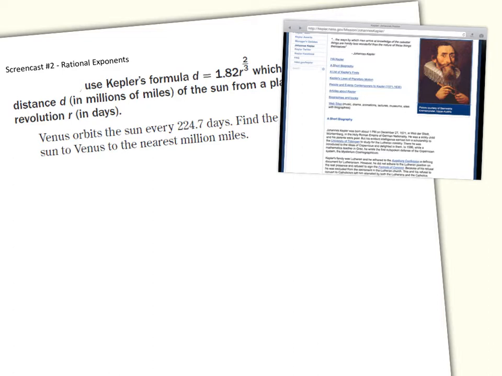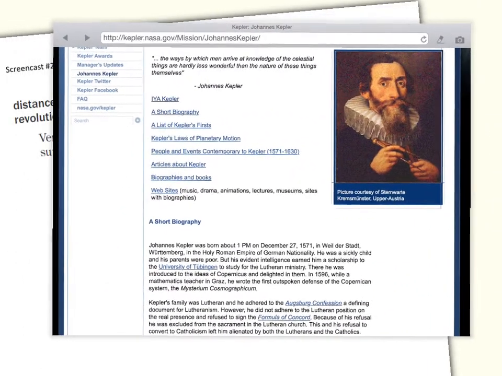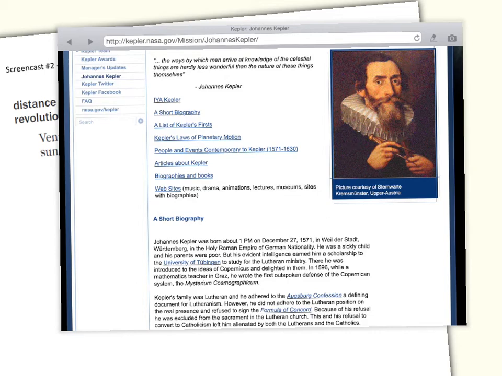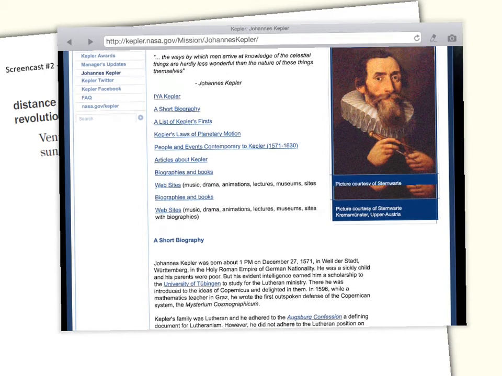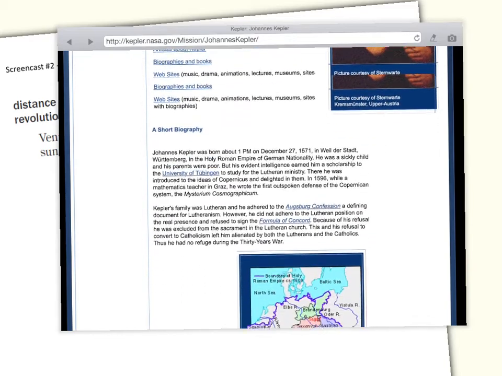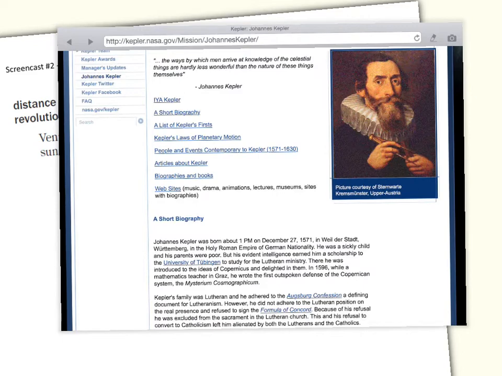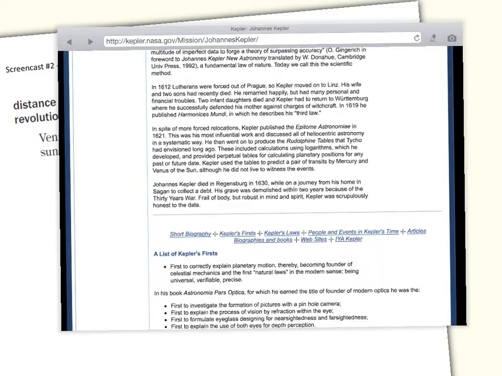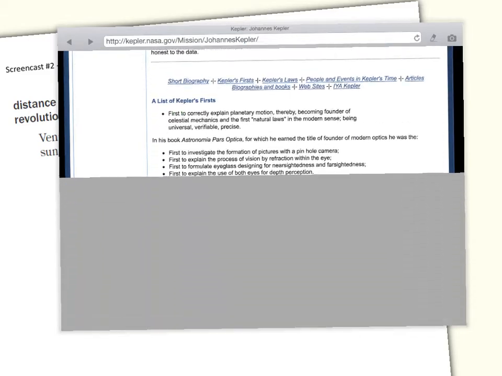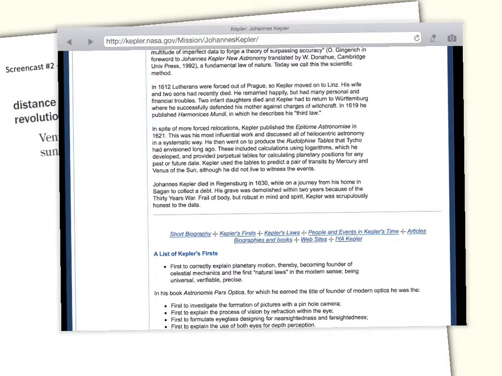All right, well, who was Kepler and what was the deal with this formula? First, let's learn a tiny little bit about the man Kepler himself. According to this NASA website, which I found, his first name was Johannes Kepler, and he was a wonderful mathematician and astronomer that did a lot of good. As you can see right there in the first paragraph of his biography, he was born December 27th, 1571. As you know, that was a long, long time ago. And look at all the things that Kepler did.